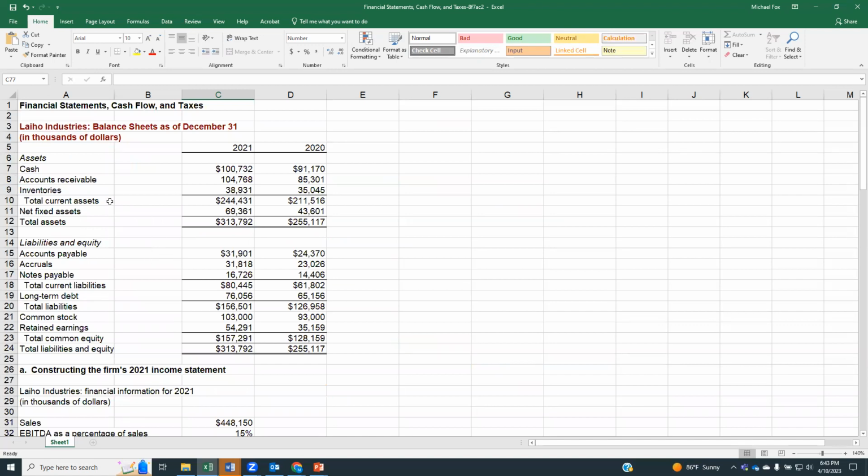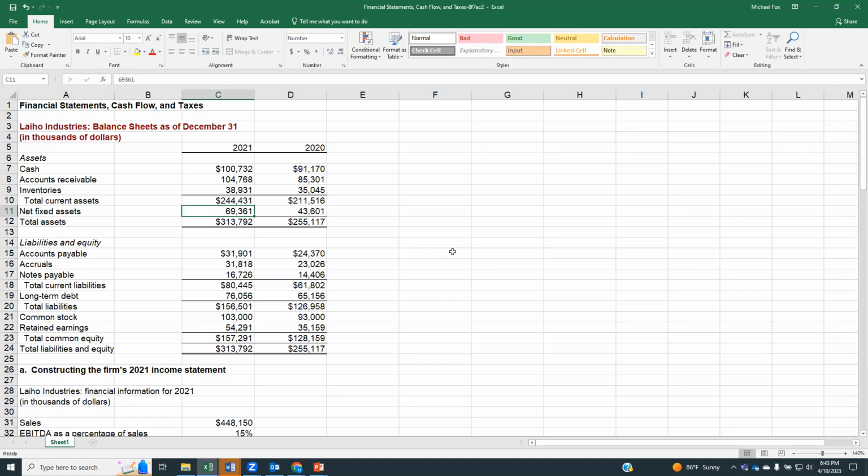If we look at this term right here, fixed assets is another term for long-term assets, which includes property, plant, and equipment. Okay, so we'll see that property, plant, or fixed assets went up from 43,601 to 69,361. So there was an increase to our property, plant, and equipment of that amount, about 25,000 something. Okay, but that's not all.